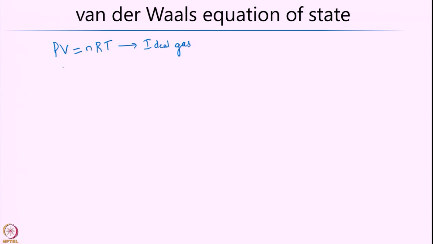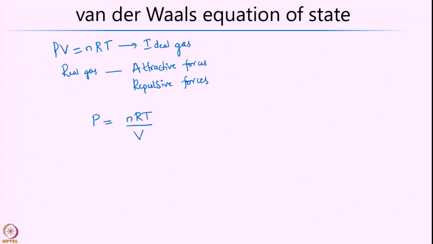And we know that for a real gas, it has two components. One is attractive forces, and the other is the repulsive part. Alright. So now, having known these two, let's see if we can modify the ideal gas equation so as to capture both the attractive as well as the repulsive parts. So I'm going to write it in terms of P, that is, P is equal to nRT divided by V.